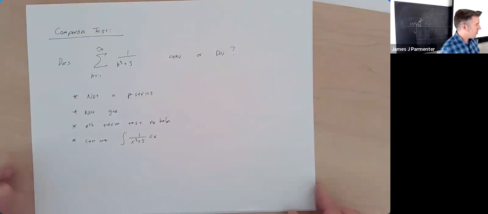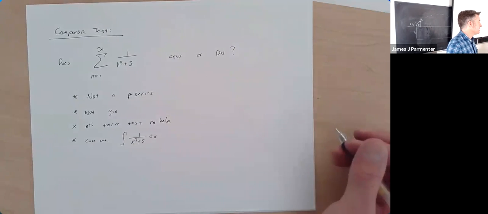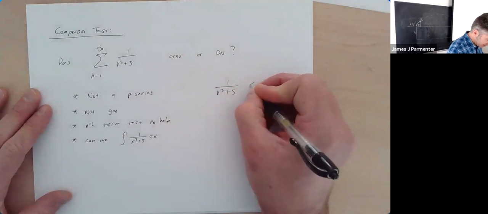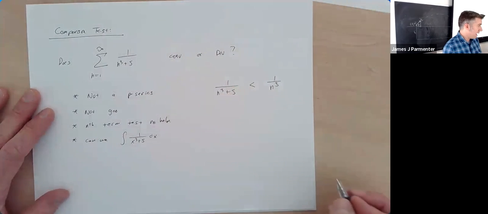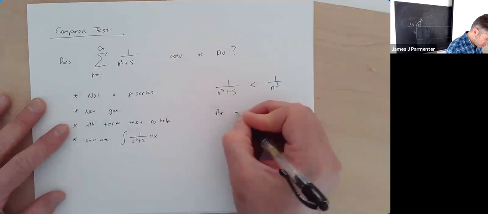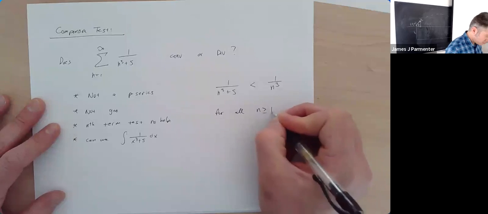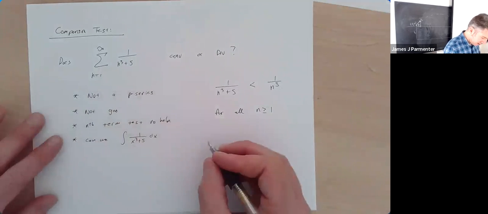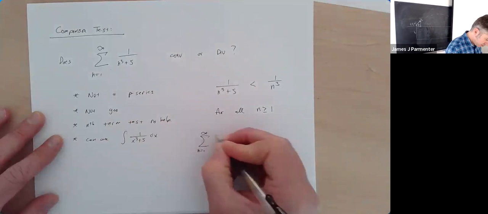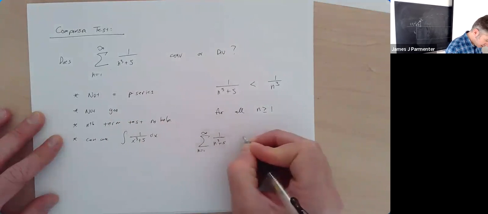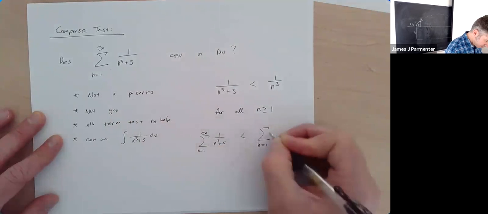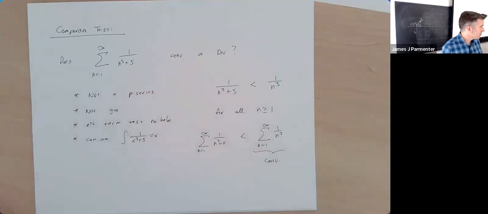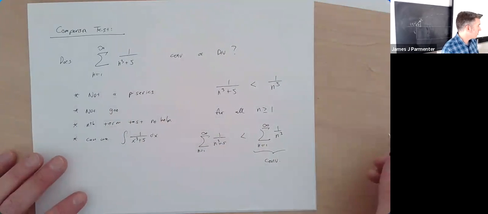Here, we can say, well, even though I don't know what this is, I know it's less than something. It is certainly true that 1 over n cubed plus 5 is less than 1 over n cubed for every positive n, right? Bigger denominator means a smaller fraction. So that means that this series is certainly less than this series. But this series is convergent, which means this series also has to be convergent.